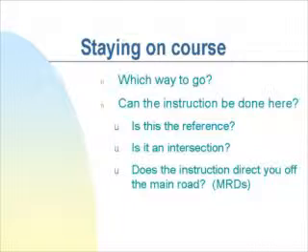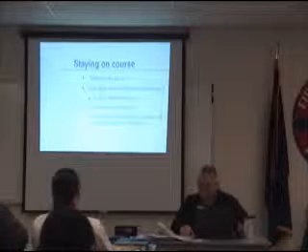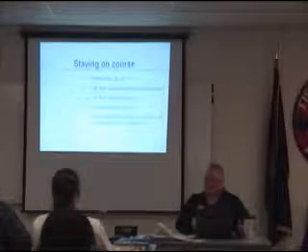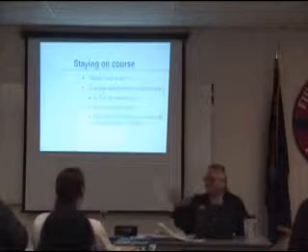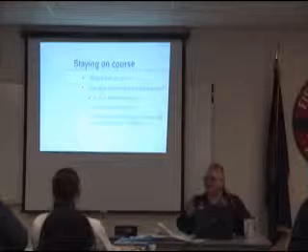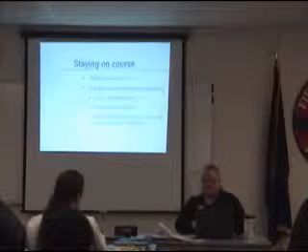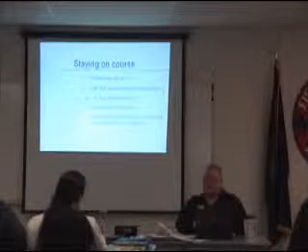Well, first of all, do we need an intersection in order to do this route instruction? If it's a deviation you do, if it says R or L or turn, you need it to be an intersection. And then if you've decided that, yes, this is the right reference, I've got the signs that I need or the landmarks that I need, they exist here, and this is an intersection, I can actually perform this here, then the next thing you have to ask yourself is, does this instruction direct you off the main road?